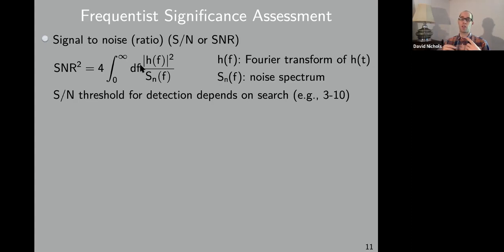But if you just had one template and you were looking for one thing, a signal to noise of 3 would mean something like a 3 sigma significant detection. But unfortunately, in these LIGO searches, you often have to use a large number of templates. So there are look elsewhere effects and so on. So you have to raise your threshold to a higher value to actually, say, determine a detection.